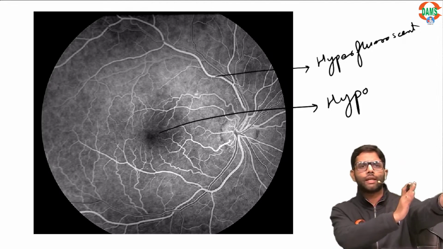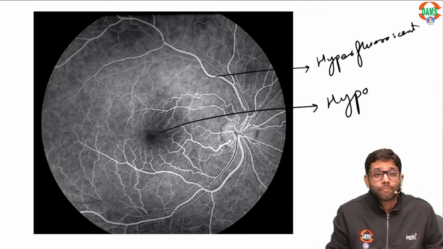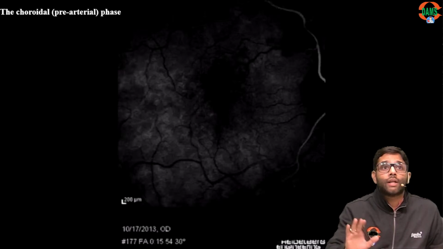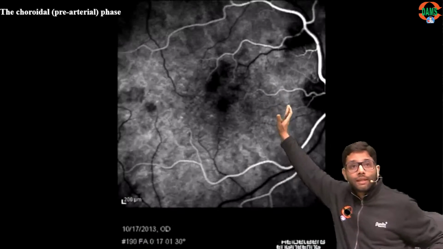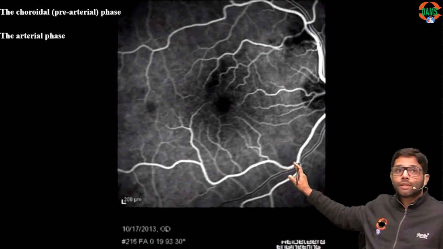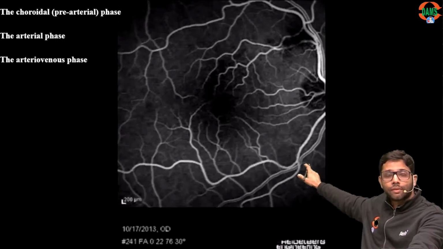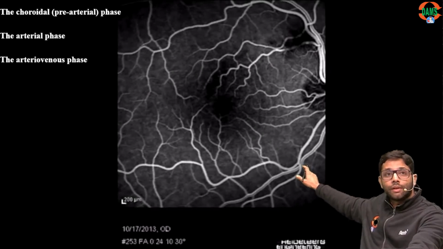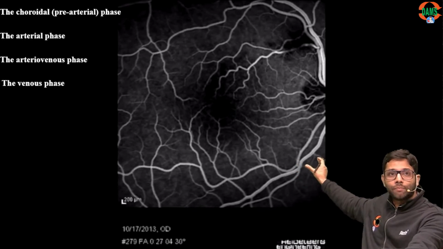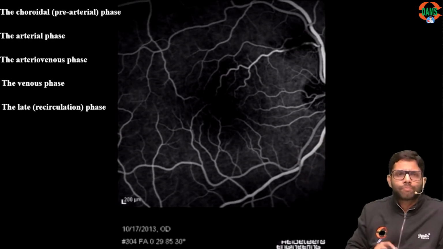I told you to put the dye in the antecubital vein, it goes into the heart, it goes into choroidal vessels first. So that is why, if you see, it's a continuous process, there is a choroidal phase. The choroid is filled first. Then the artery is filled. This is artery, not vein, you will realize. Then the arteriovenous phase. It will go into the vein. Then the main vein phase. See, 2:3 ratio, the vein is bigger in lumen. And then it will go outside the eye, that's the late recirculation phase.